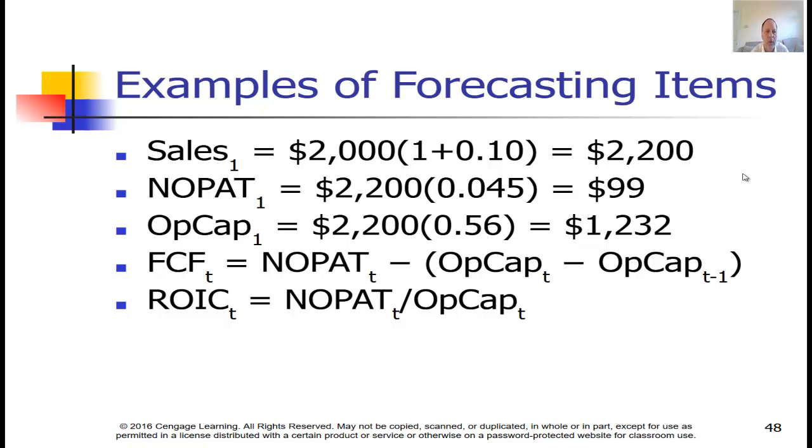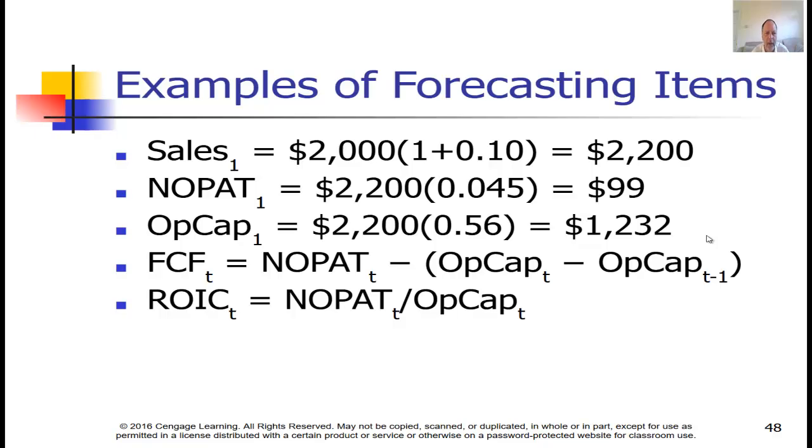So let's look at an example. In year 1, sales will go up. So 2,000 times 1.1 gives us sales of $2.2 billion. NOPAT is the $2.2 billion times 0.045, in millions, $99 million. Our operating capital required to support those sales is $2,200 million times 0.56, in millions, 1,232.